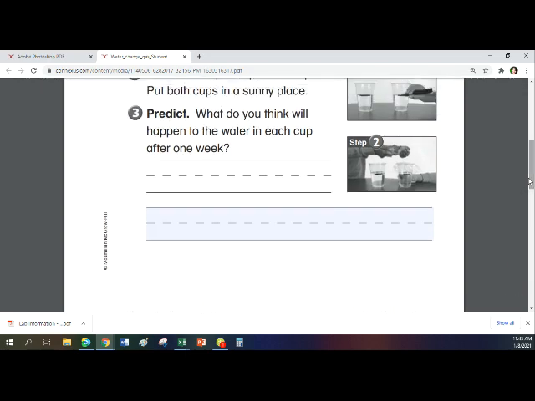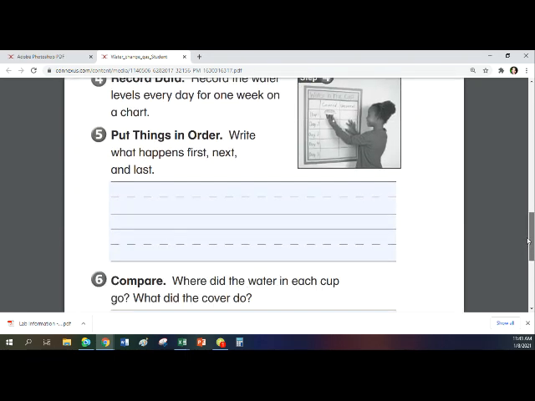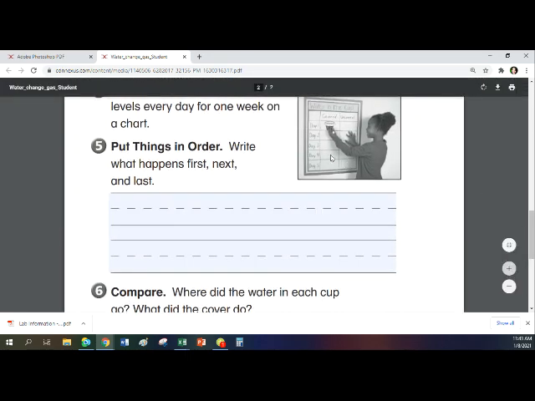So when that school week, those 5 days are up, what do you think the covered cup is going to look like? What do you think the uncovered cup is going to look like? How much water will be in each one? This is where you write your guess. So you're going to write your prediction right here. Number 4, that's where you record that data and make that chart.